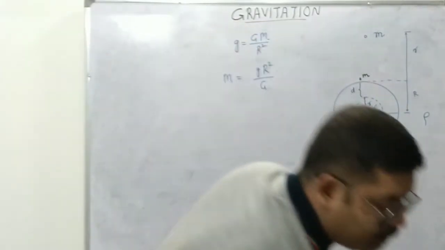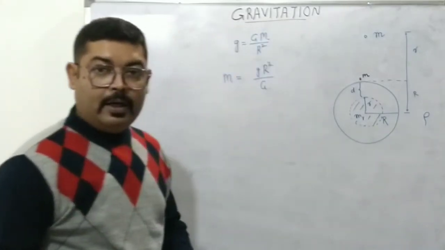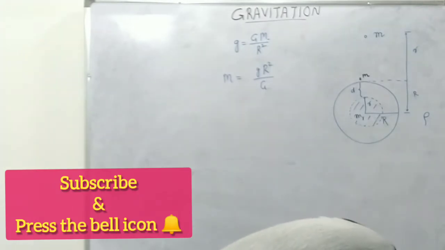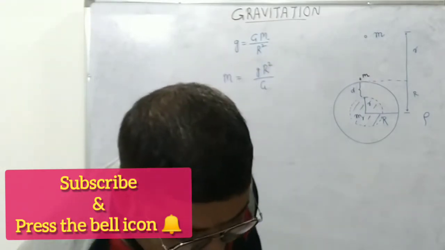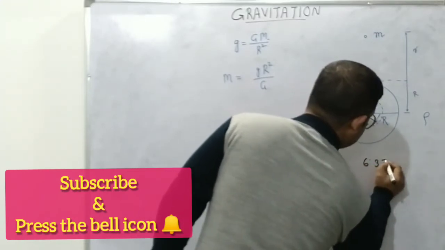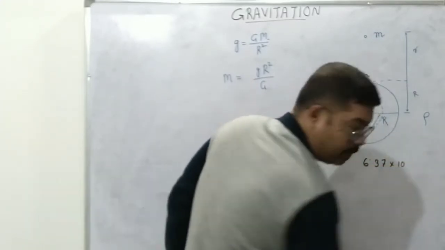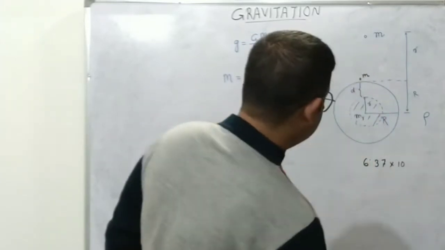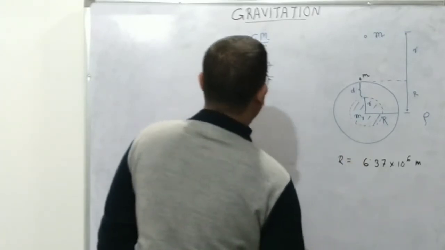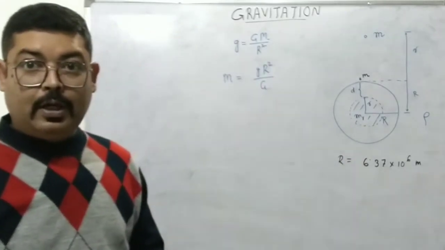If it is so, we substitute the value of g and the radius of Earth. The average radius of Earth is almost 6,400 kilometers, that is to say nearly 6.37 into 10 to the power 6 meter. This is the radius of Earth, and the universal gravitational constant you already know, 6.67 into 10 to the power minus 11.